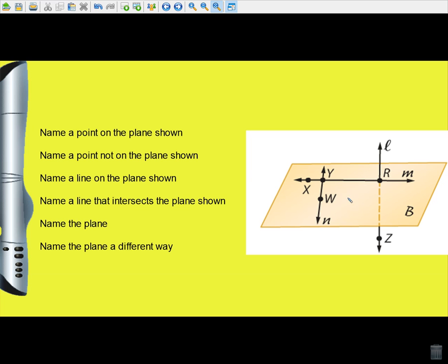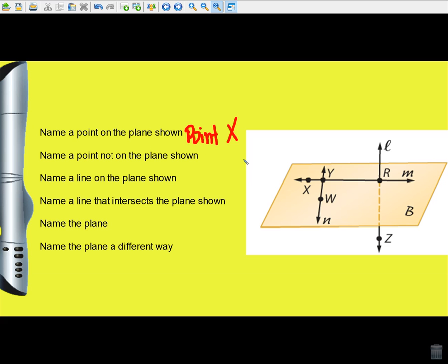All right, so we've got to name a point on the plane shown. Okay, there are many options here. So I'm just going to go ahead and choose the first one I see, which is X. Okay, I see point X. Okay, some other points that you could also have said, you could have said point Y, point W, or point R. Okay, any of those would have worked. The only one that would not have worked for this would have been point Z.